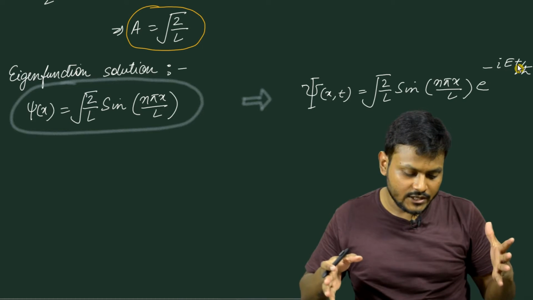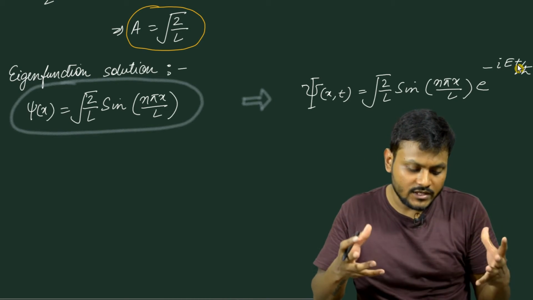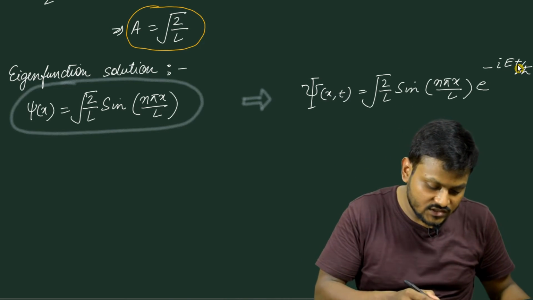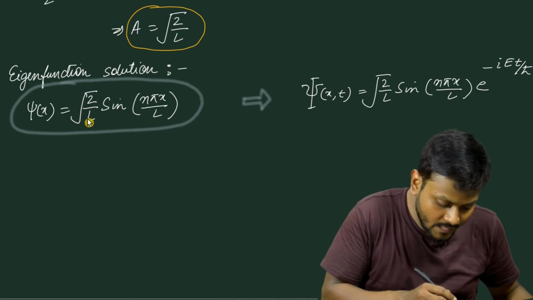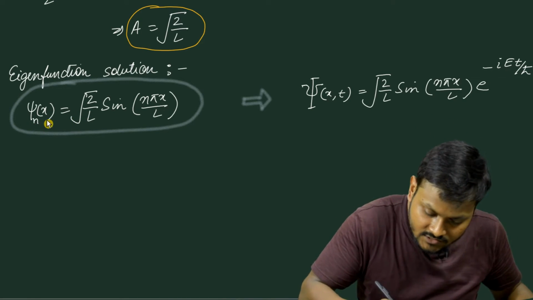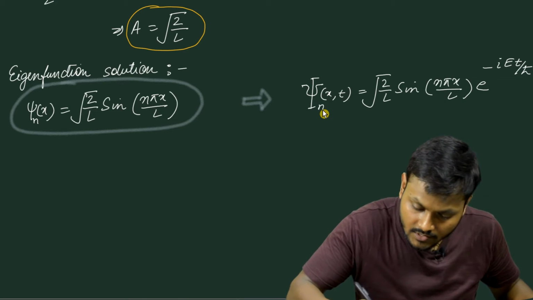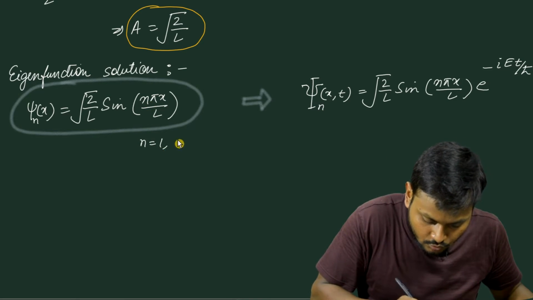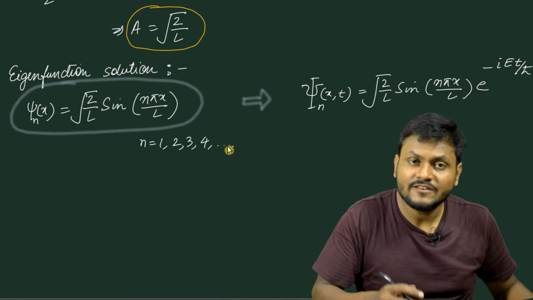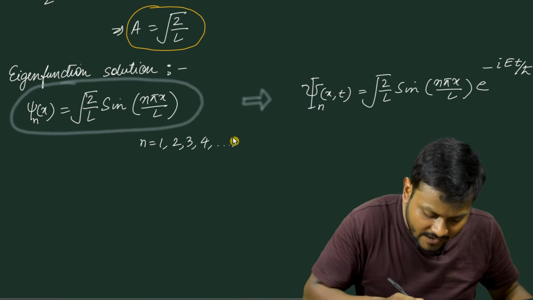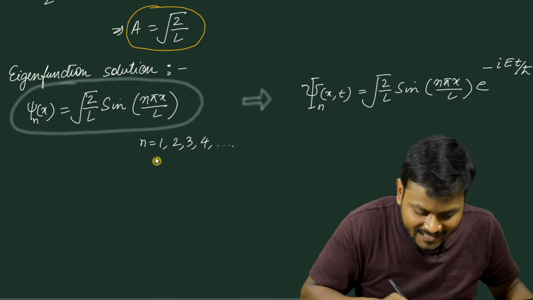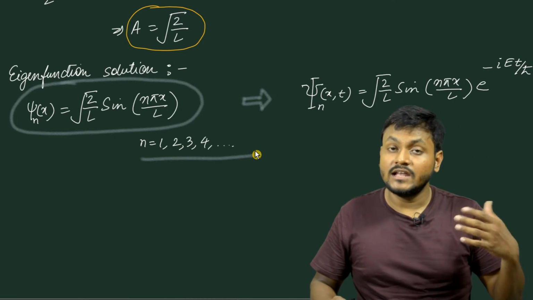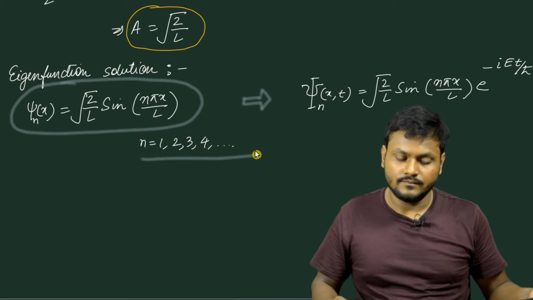First, let us try to graphically or visually understand what these solutions mean. I already told you that there are infinite solutions of the Schrodinger equation here. Why? Because n can take values of 1, 2, 3, 4, infinite values. So for all values of n, I can have an individual eigenfunction, an individual wave function.